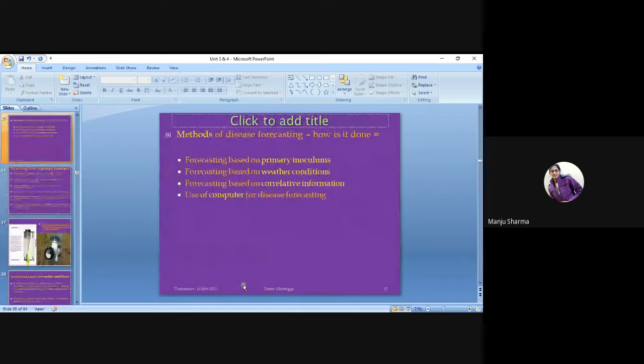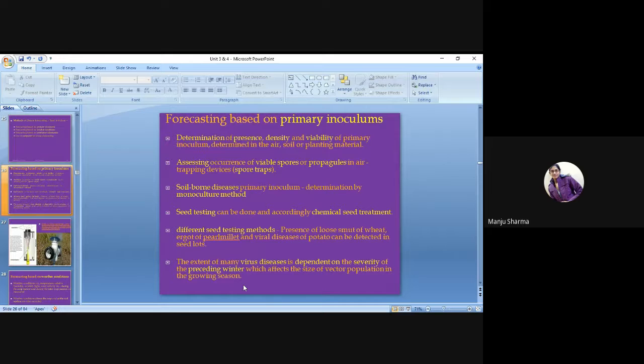Next is forecasting based on primary inoculum. This involves determining the presence, density and viability of primary inoculum in the air, soil or planting material. It involves assessing the occurrence of visible spores, pathogen or propagules on air trapping surfaces. For soil borne diseases, the primary inoculum is determined by the monoculture method. Seed testing can be done, and accordingly chemical seed treatment, using different seed testing methods.